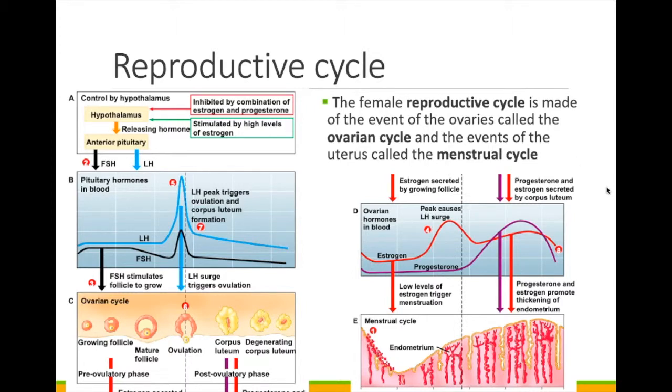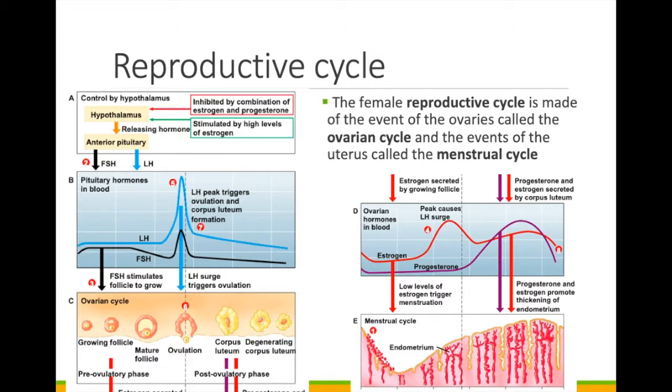Females have a very complex reproductive system, which is made of a cyclical change in hormones. And this produces what's called the female reproductive cycle. And this happens in two different locations. There are events occurring in the ovary as well as in the uterus. So what's happening in the ovary is called the ovarian cycle, and what's happening in the uterus is called the menstrual cycle.